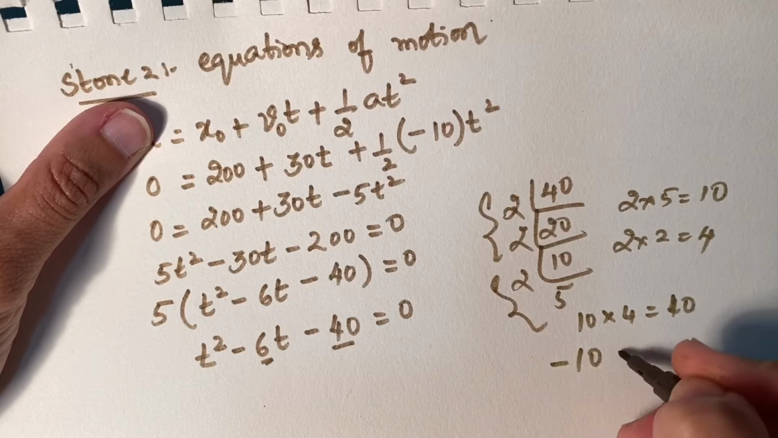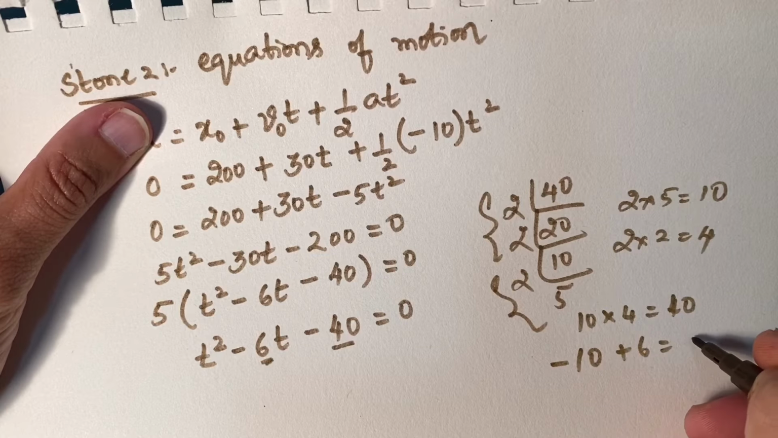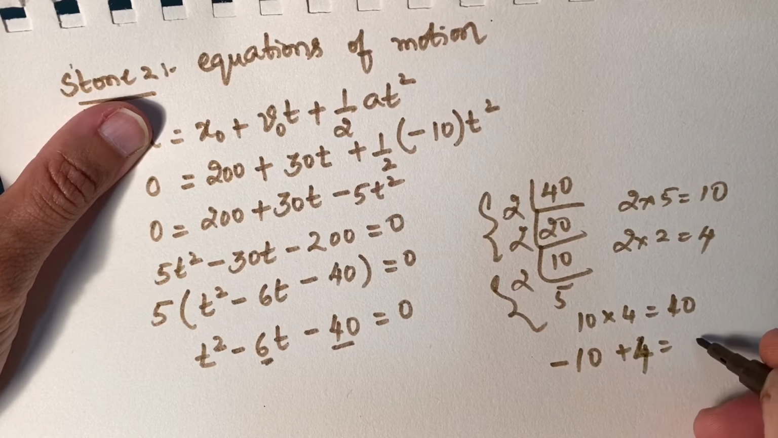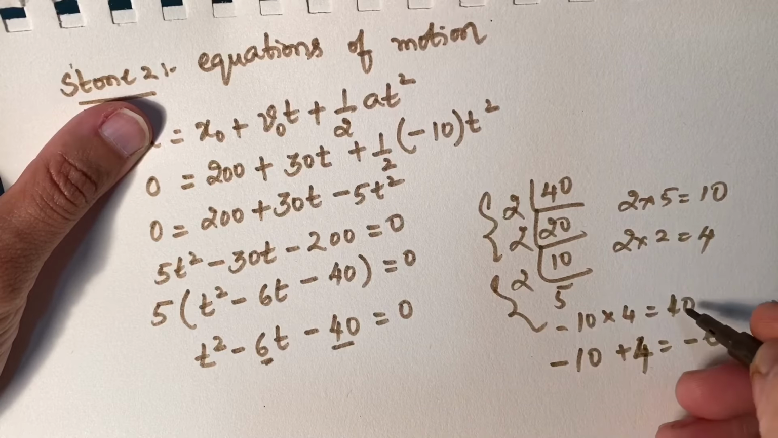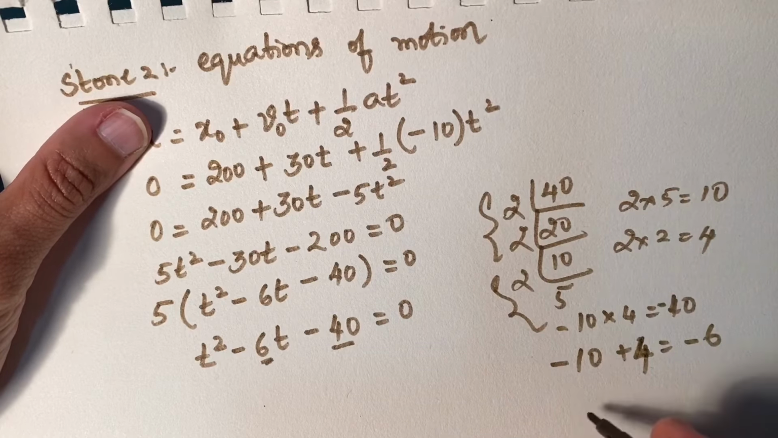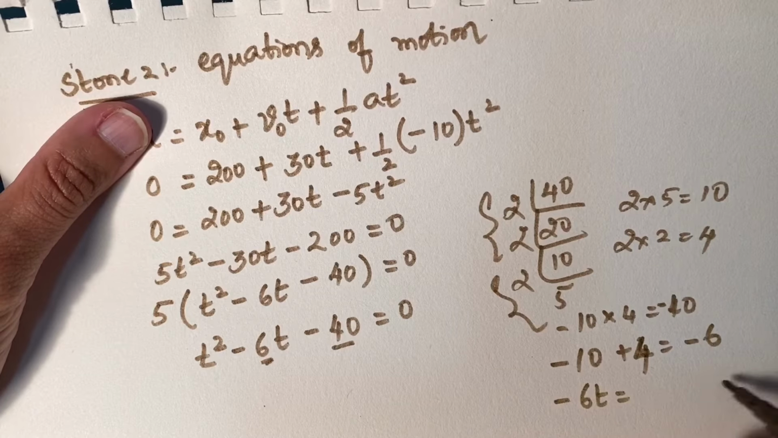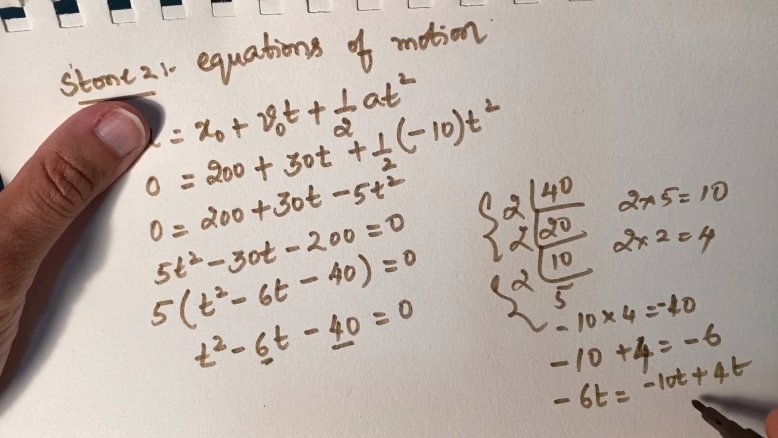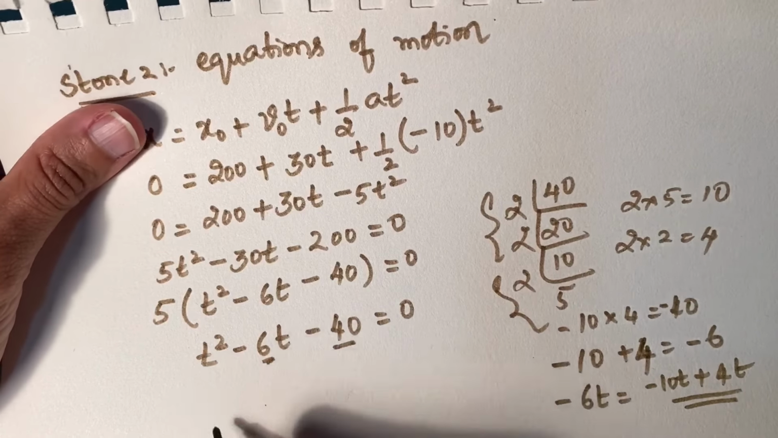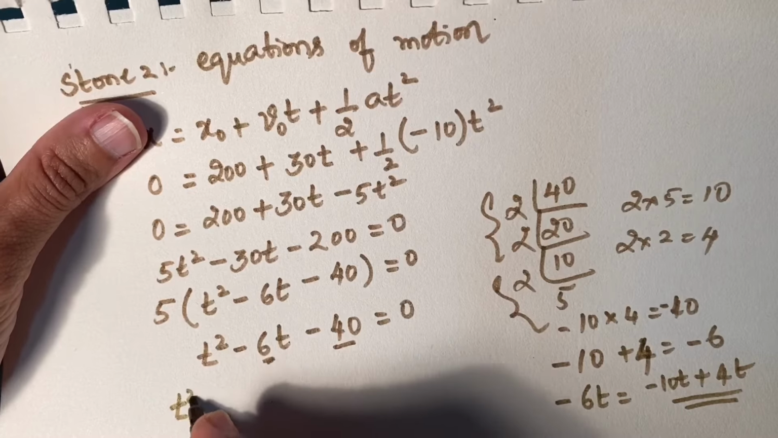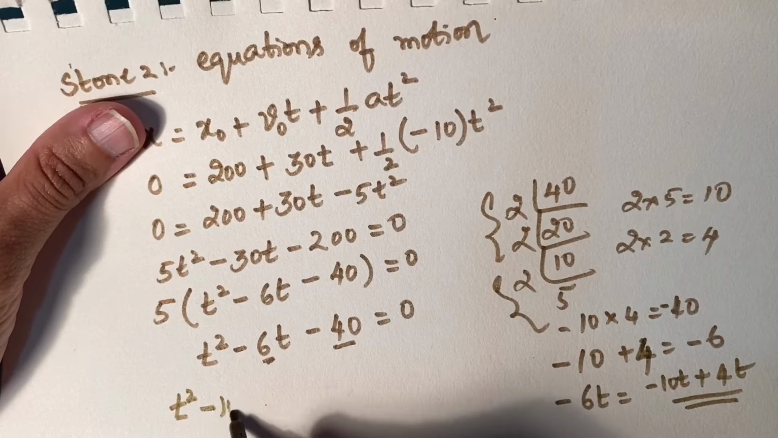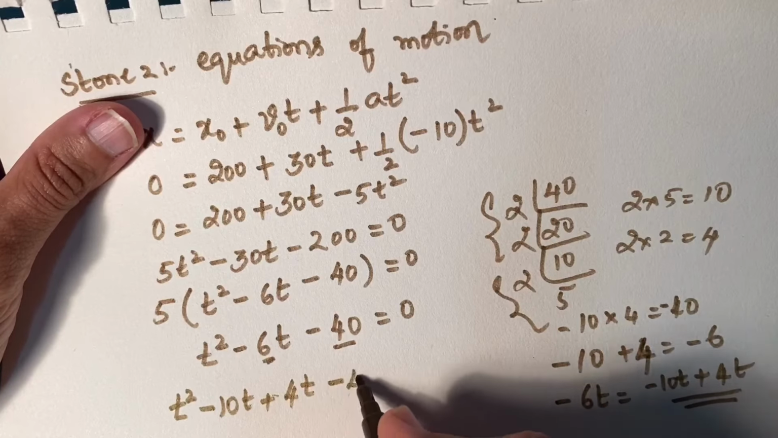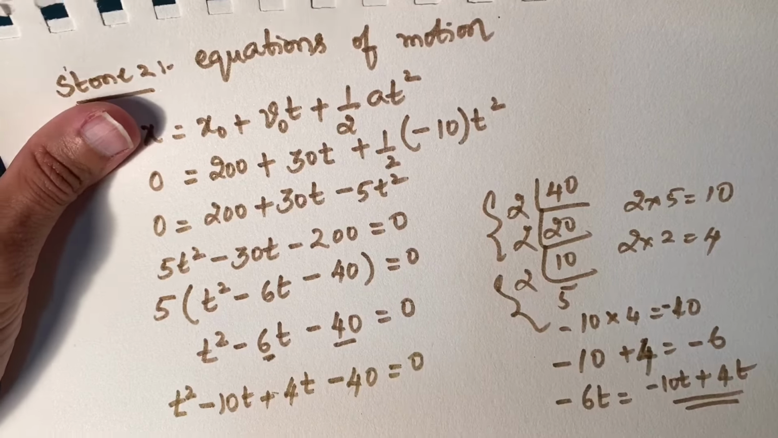Minus 10 plus 4 would be minus 6. So minus 10 into 4 is minus 40. So minus 6t can be simply written as minus 10t plus 4t. So these are the factors. I just write this in place of minus 6t. I have t squared minus 10t plus 4t minus 40 is equal to 0.